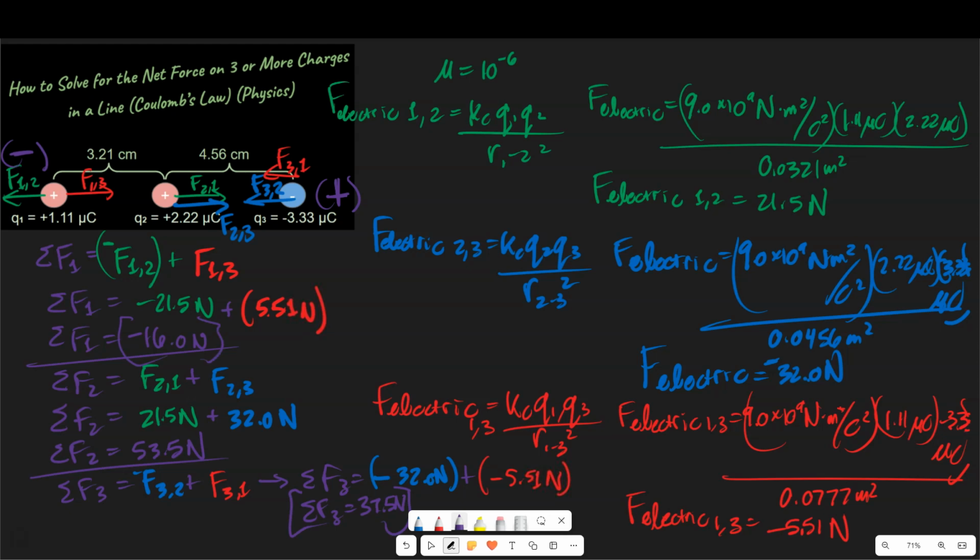Alright, so hopefully that clears things up about how to approach a problem like this. I tried to put it all on one screen as much as possible so you can see all of the calculations all at once, how you would approach this.